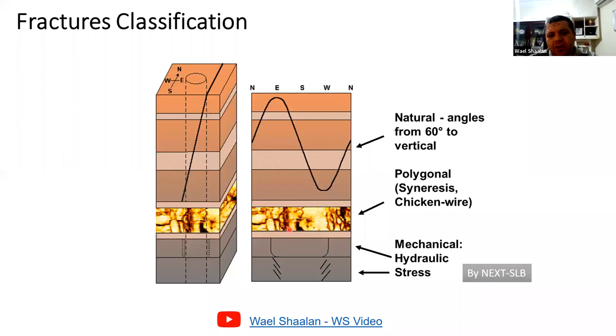Maybe there are some randomly oriented features, like small joints, small fissures. We call it polygonal or a chicken wire pattern, because it's randomly oriented like this. This also comes from mechanical loading and unloading and some deformation, or maybe the rock was loaded, and then by exposure, or subaerial exposure, the rock became exposed. That's why we start seeing this cracking on it. So it will take a chicken wire shape. We call it polygonal fractures as well.